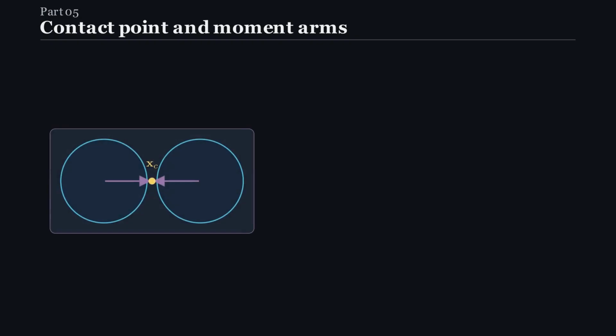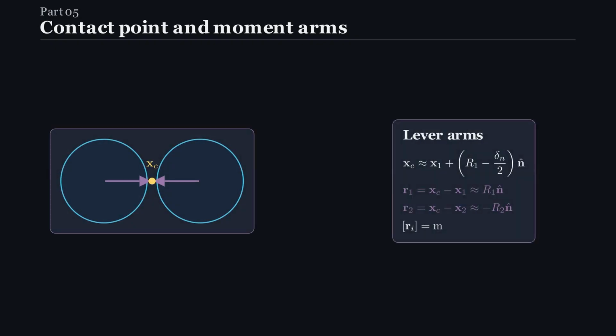For small overlap, the contact point is taken on the line of centers. The lever arms from each particle center to the contact point are needed for torque. Normal force passes through the centers for spheres, but tangential force acts at the contact point and creates a moment.